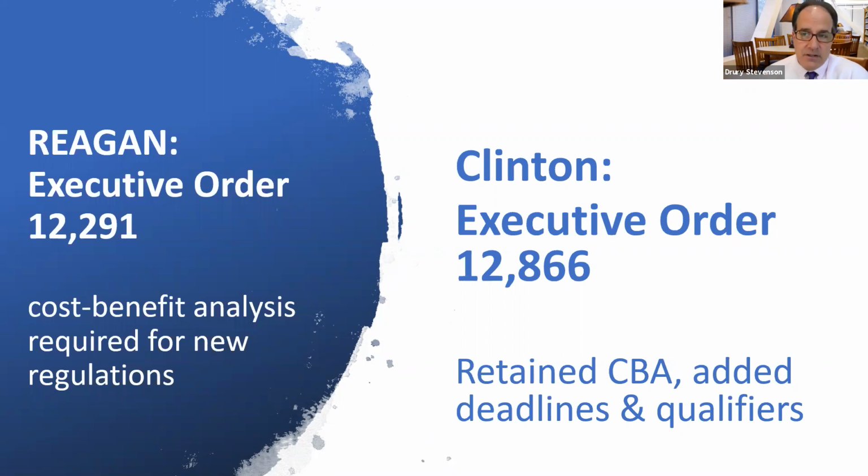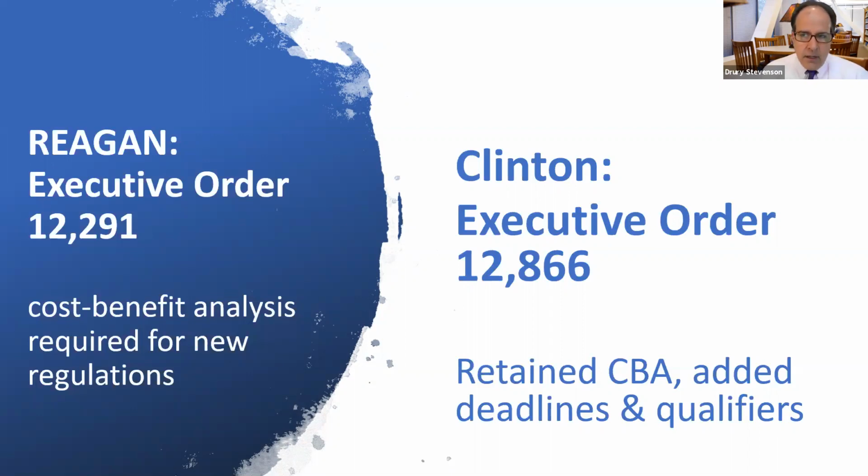And then the kicker is that 12291 says agencies aren't allowed to promulgate regulations unless the benefits outweigh the costs, unless the number and the value of the lives saved outweighs the compliance cost for the regulated industry in the aggregate. And so this was new. The Reagan administration knew this was going to be controversial and kept it secret until they made it official, and until they published it in the Federal Register.